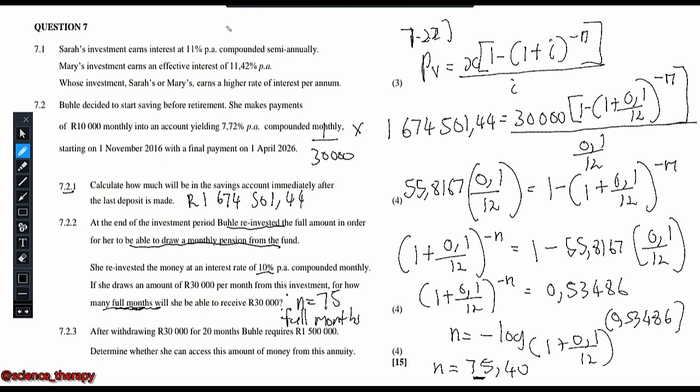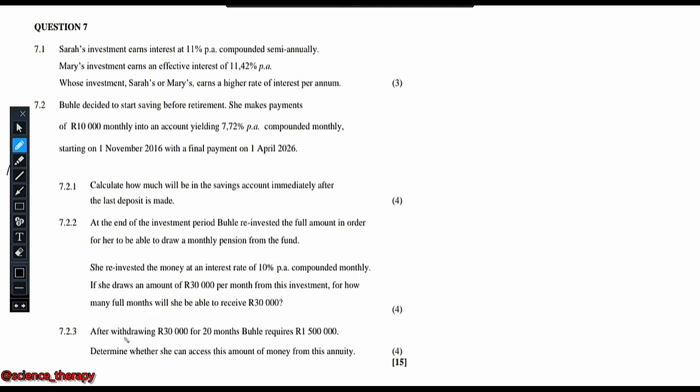Okay, nice. Then let's now look at 7.2.3. It says after withdrawing 30,000 for 20 months, Buhle requires 1,500,000. Determine whether she can access this amount of money from this annuity, right? So note that in the previous question, we concluded that 75 monthly installments of the 30,000 will be made to Buhle through the retirement fund or through the annuity.